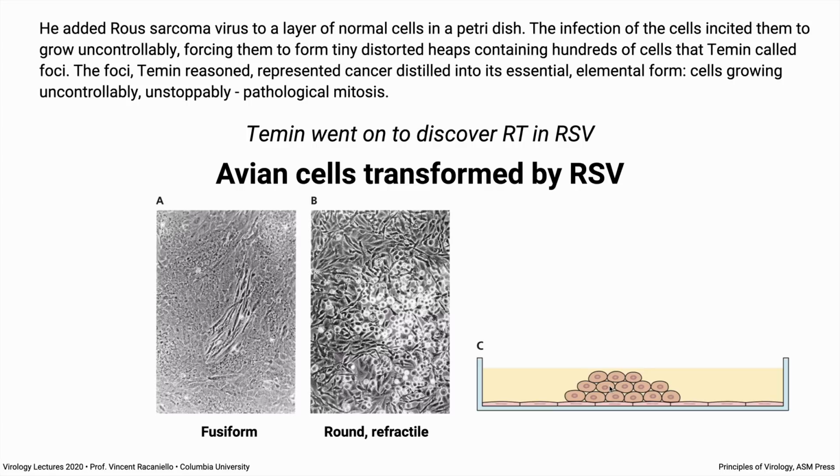So from that discovery, Temin said, this is an RNA virus permanently changing the cells. It's transforming them. He said, this can't happen with an RNA virus. It must be that this virus changes its RNA to DNA. And that led him to discover reverse transcriptase and Rous sarcoma virus. And he and Baltimore got Nobel Prizes for that. So Nobel Prize #2 for Rous sarcoma virus.